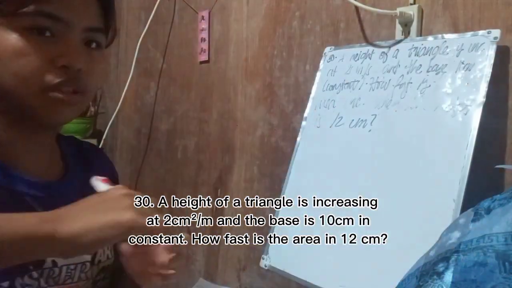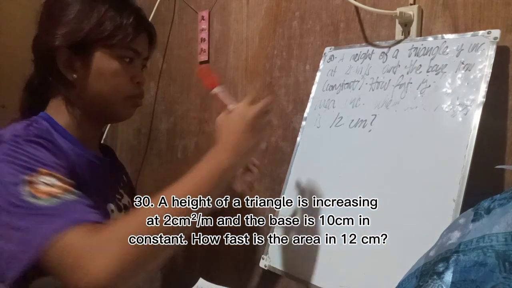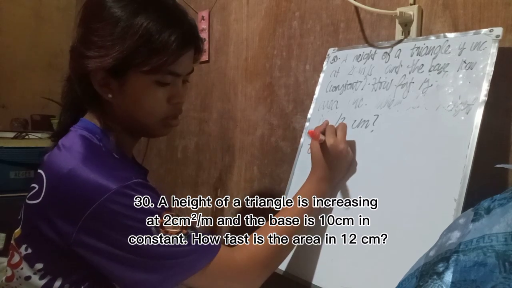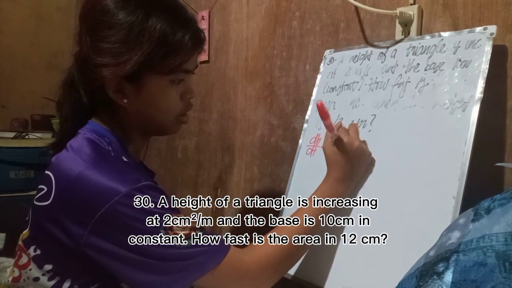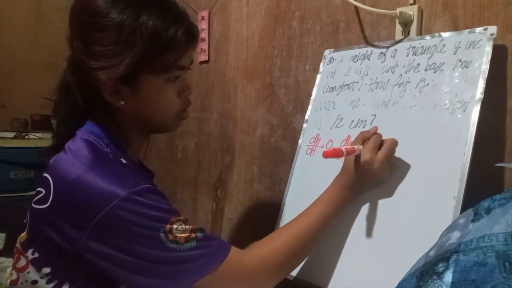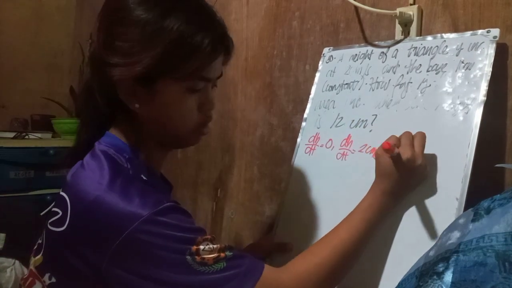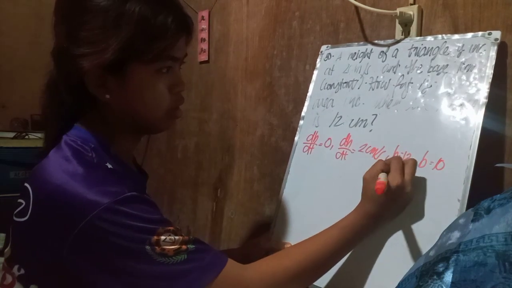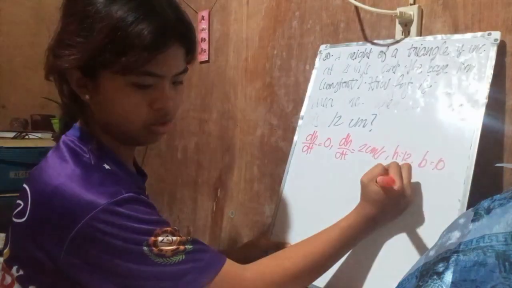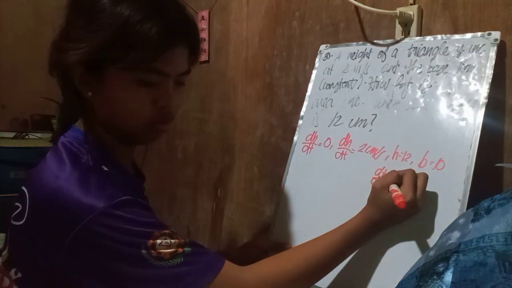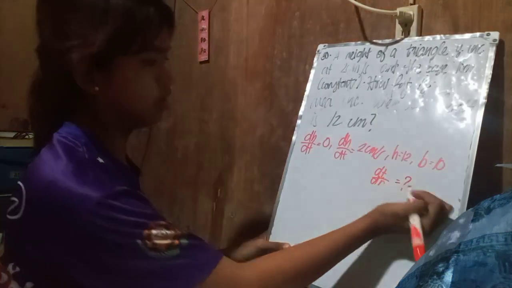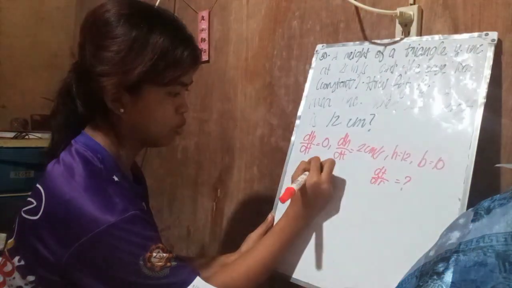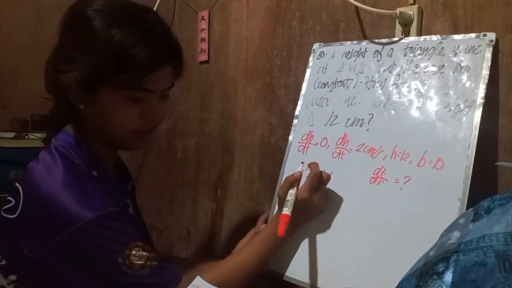How fast is the area increasing when the height is 12 cm? So, let's put the given. dh over dt is equal to 2 cm per second. Height is 12. Base is 10. Now we are looking for the area, how fast. So we're going to use the area formula, A equals 1/2 base times height.